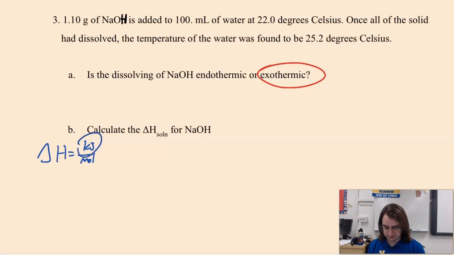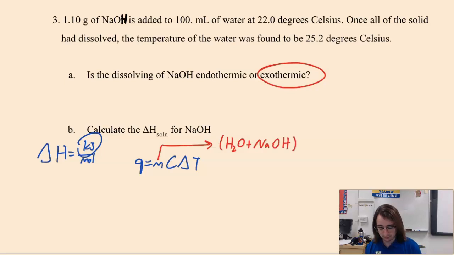We're going to figure out kilojoules by using our Q equals mc delta T. So Q equals mc delta T. And we're going to do it for the whole system. But things are going to be a little bit different. One thing in particular is that the m is not just going to be the mass of the water, but it's also going to be the mass of the NaOH.